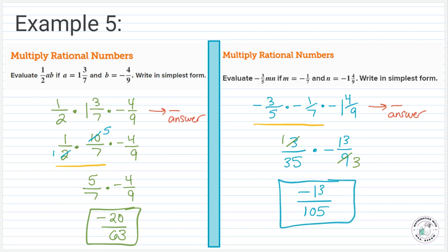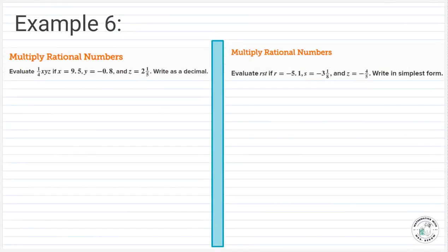All right, so moving into our next slide, our next set of problems here, we're again multiplying rational numbers. We have these algebraic expressions that we're going to evaluate. They just now are all different forms, right? So we have some decimals and fractions going on in each of these questions. So focusing on the one on the left, it says we're going to evaluate 1/4 xyz if x is equal to 9 1/2, y is equal to -8/10, and z is equal to 2 1/5. It says to write our answer as a decimal.